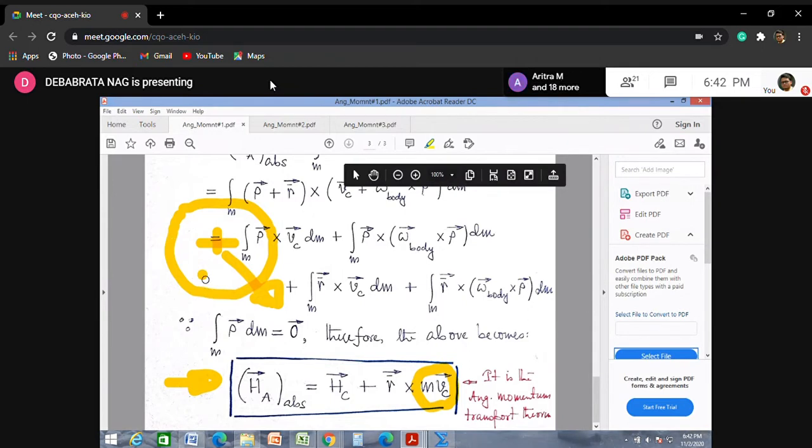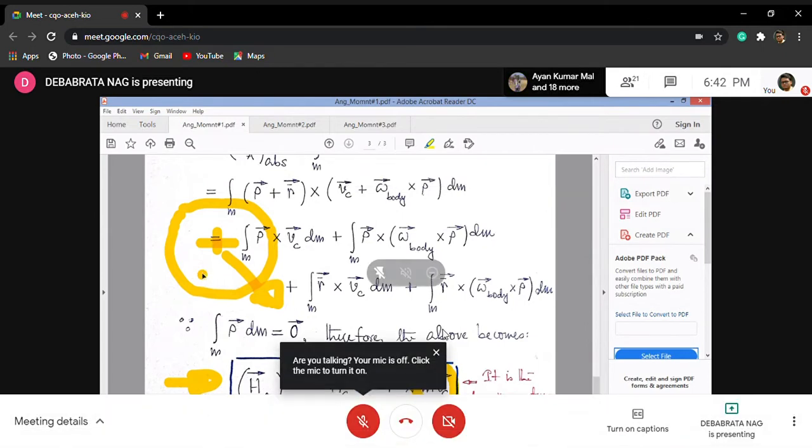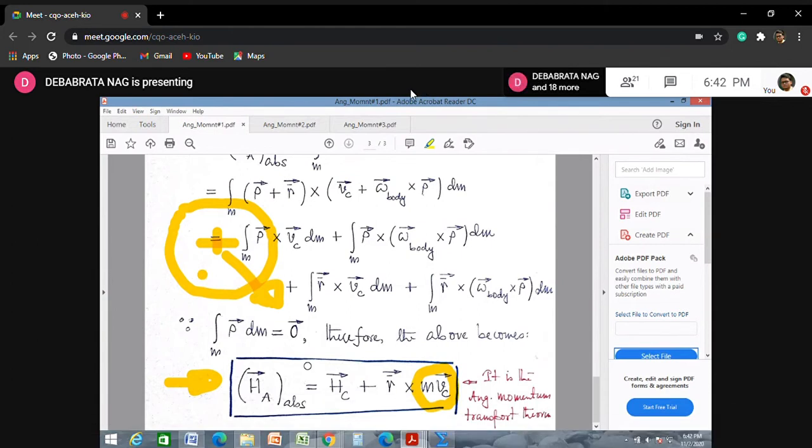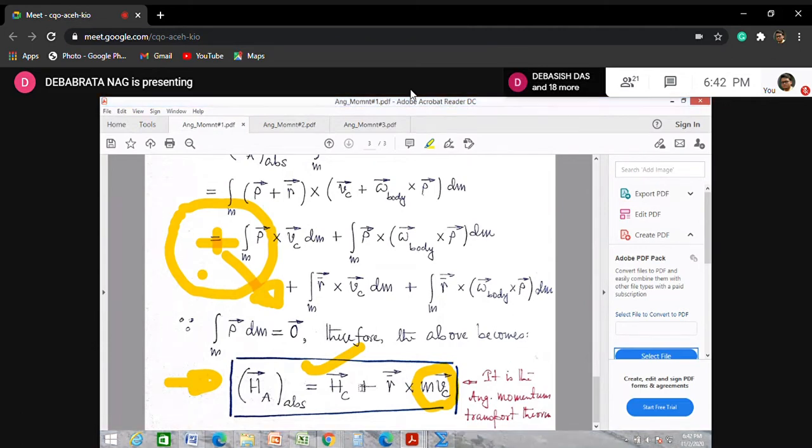As I am reiterating, in this case this point does not require any kind of specification. So this is the safest equation. You can apply it anywhere with respect to any point. The only thing is that in this process, you require to find out these two quantities: the angular momentum with respect to the center of mass, and also the velocity of the center of mass. So this is the thing that we studied.